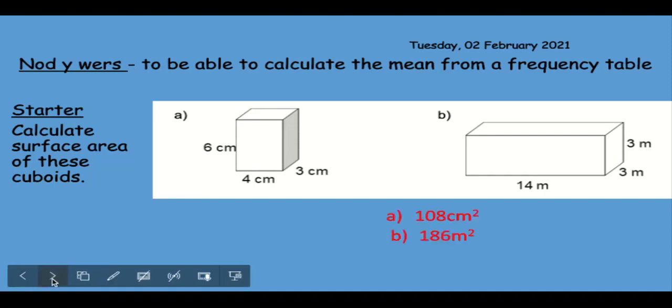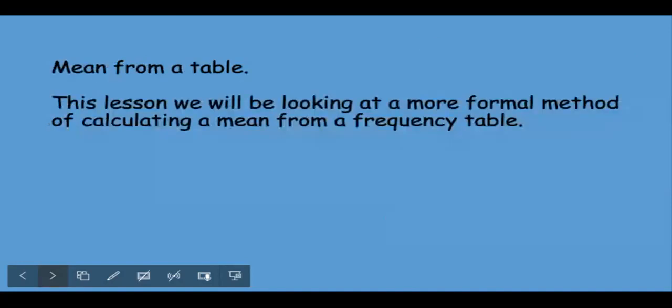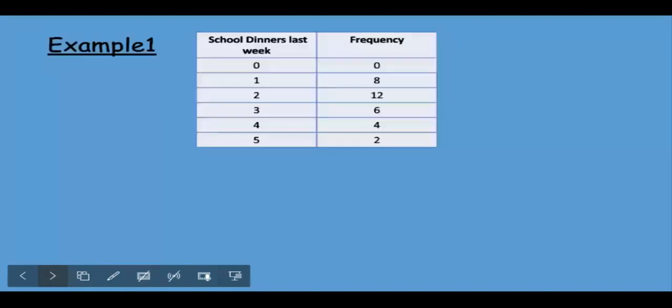Welcome back. So there we go, there's the answers. Okay, so just recapping what I just said, a more formal method of calculating mean from a frequency table. So let's have a look at our first example. So this is looking at how many times people had school dinners last week. We can remember when we used to have school dinners.